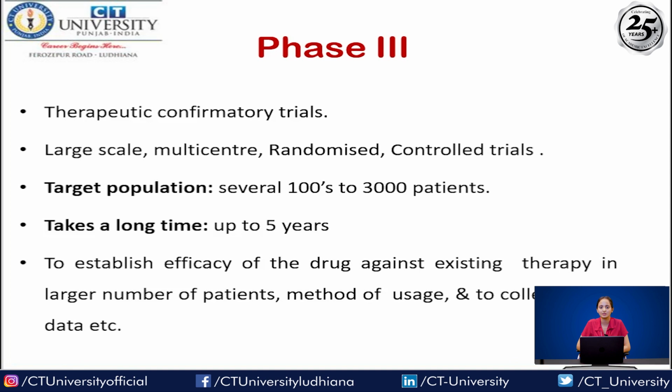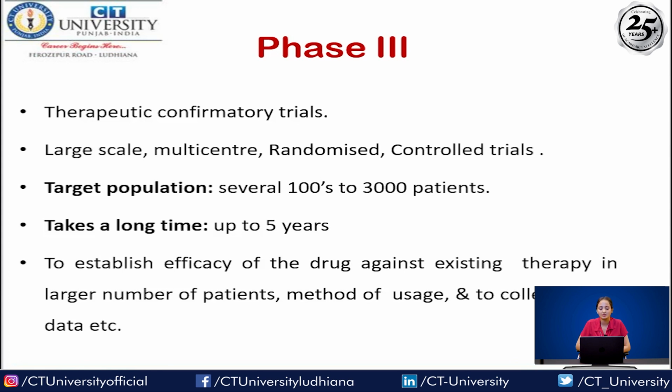Phase 3 is known as therapeutic confirmatory trials. It is a large scale, multi-centered, randomized and controlled trial. In phase 3, we are taking more than 2000 to 3000 patients. It is held on a large scale. Multi-center means we are going to multiple centers to collect the patients suffering from a particular disease. It is a randomized and controlled trial. The target population is 200 to 3000 patients. It will take up to more than 5 years.